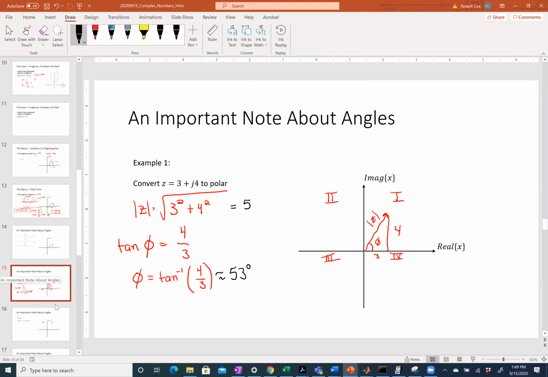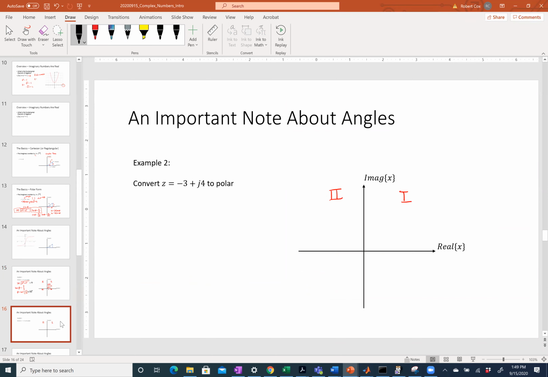However, what if I give you this problem: negative 3 plus j4? This is a different story now. How do I deal with negative 3 plus j4? Where's that guy going to be? Second quadrant. Yeah, he looks pretty similar. He comes up like this, so this is negative 3 here, and this length here is 4.